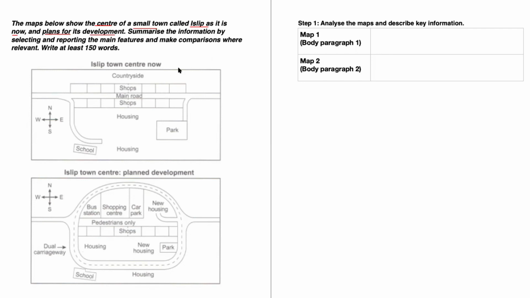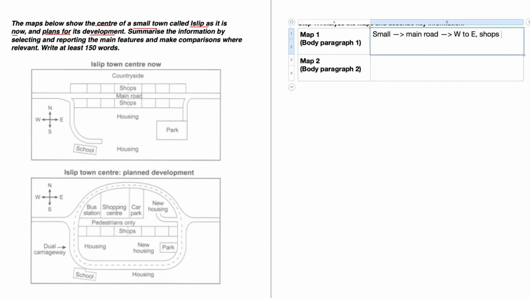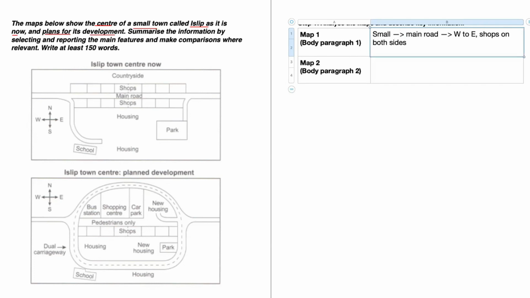Let's make a note about map 1. And if you look at map 1, especially in comparison to map 2, it is quite small, this Islip town center. So I'm going to first start out and say, of course, that it is quite small. We see there is a main road, and the main road goes from the west to the east. I'm going from left to right with shops on both sides. So I'll say it goes from west to east, shops on both sides. We see that the northern area is countryside. Okay, so again, using the north, we see that's countryside.